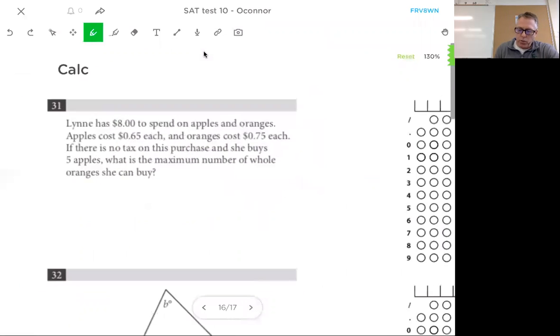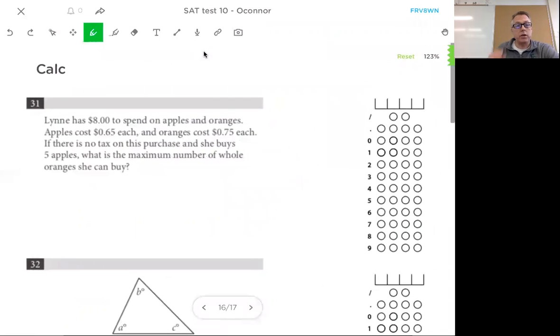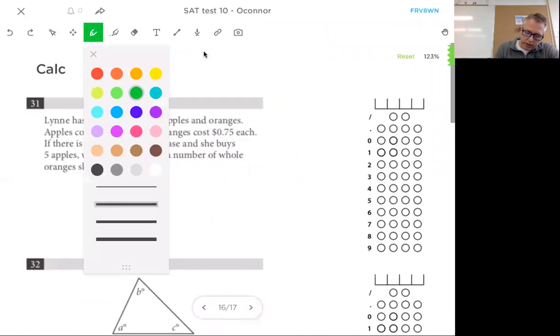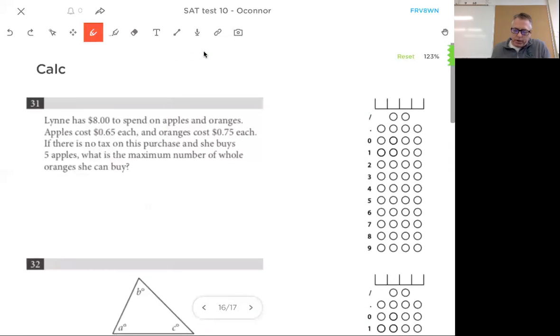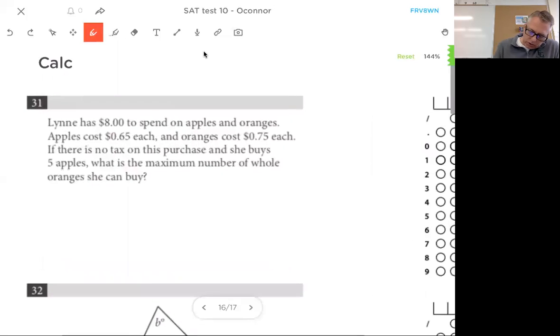Problem number 31. Now we get into the fill in the blank types of questions. Remember, these are still calculator questions. And so it says that Lynn has $8 to spend on apples and oranges. Apples are 65 cents. Oranges are 75 cents. No tax in this case. And she bought 5 apples. So this is a big deal that we know she bought 5 apples at 65 cents each.